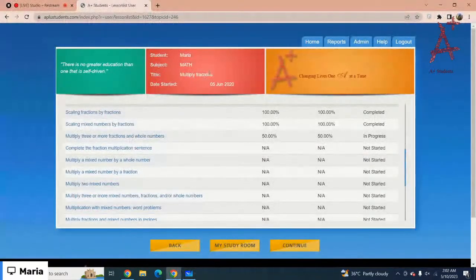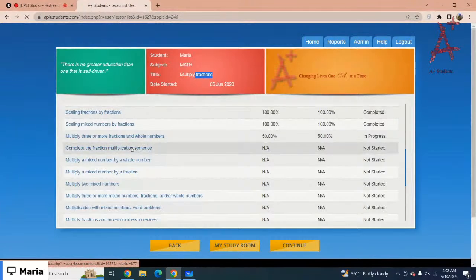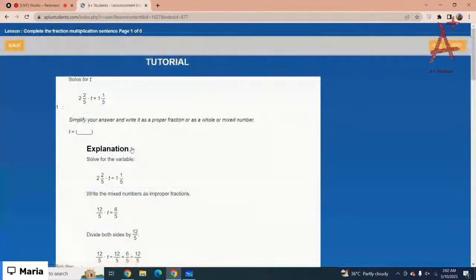Okay, here I am on grade 5 math. The chapter name is multiply fractions, and here is the lesson complete the fraction multiplication sentence. So let's start with the lesson. Solve for t: 2 whole 2 over 5 times t equals 1 whole 1 over 5.